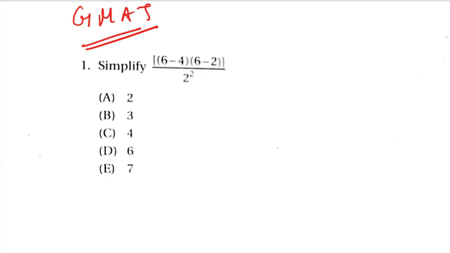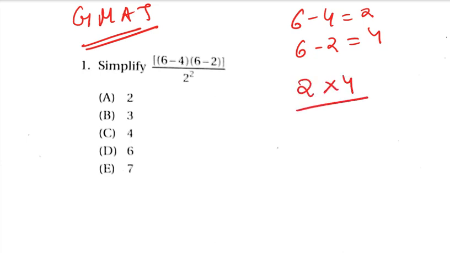And this time you can see the question is very simple. So let's start with the first question. It says simplify. I think all of you can do this question, right? So 6 minus 4, that is 2, and 6 minus 2, that is 4. So what do you have? You have 2 into 4 divided by 4, so the final answer is 2. Isn't it very simple? Right, so this is your correct answer.